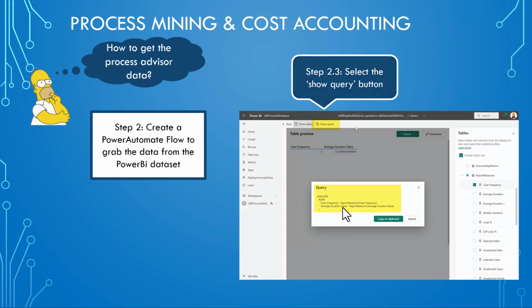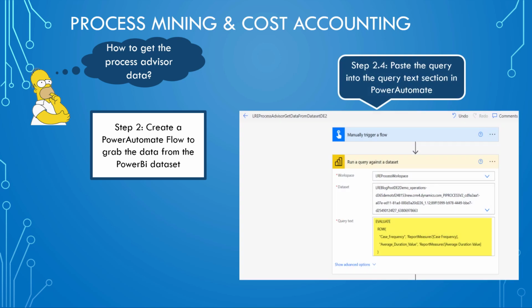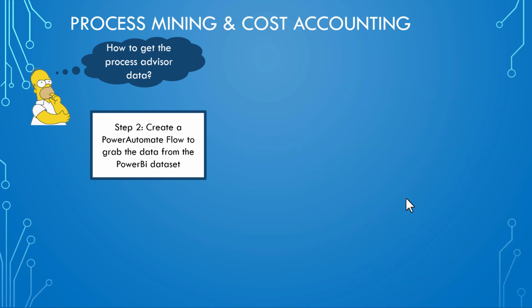So you basically copy this to your clipboard. You go and create a flow. I trigger this manually here. And then you just paste this query text. That's very simple. So here on top, you can connect your data set. That's perfect. And then you get the data.